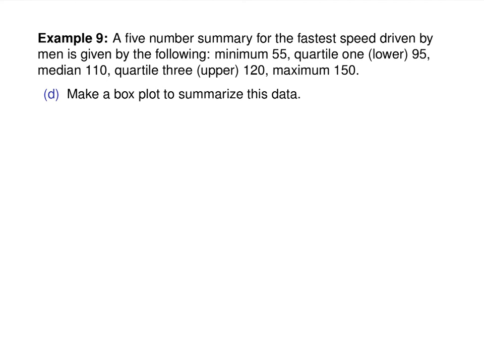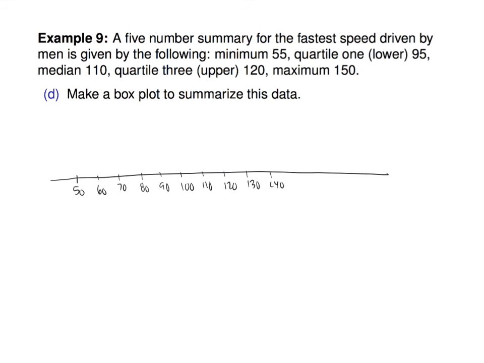Now the last thing we're going to do is make something called a box plot to summarize this data. So here we just have a horizontal axis, and on that axis we're going to label that with all the possible speeds. So our lowest speed is 55, so let's just count by tens. 50, 60, 70, 80, 90, 100, 110, 120, 130, 140, 150 is our highest. So those are speeds in miles per hour.